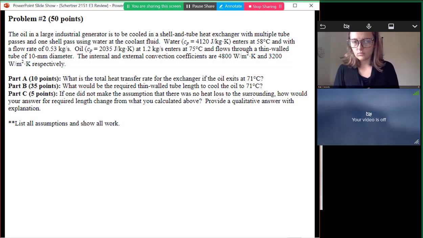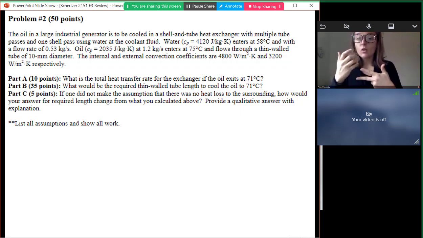What is the total heat transfer rate for the exchanger if the oil exits at 71 degrees? What would be the required thin-walled tube length to cool the oil to 71 degrees, right? So heat exchanger design is one thing that we're interested in, something that's different than what we did in thermal. In part C, if one did not make the assumption that there was no heat loss to the surroundings, how would your answer for required length change from what you calculated above? Provide a qualitative answer with an explanation. So qualitative means don't do math, right? Just sort of talk us through it.